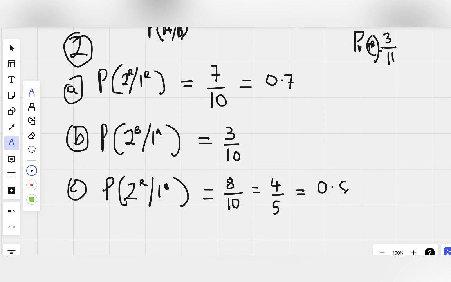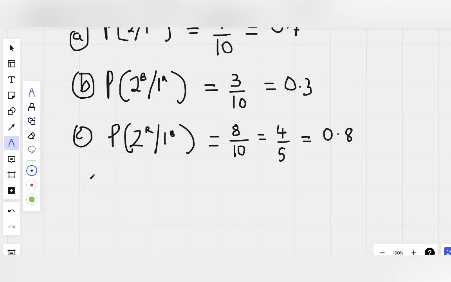Okay? So this is what we call conditional probability. Given that the first one is this, what is the probability of the second one being this? So, without replacement, when you pick the first one, you did not replace it. So you know the total has reduced.